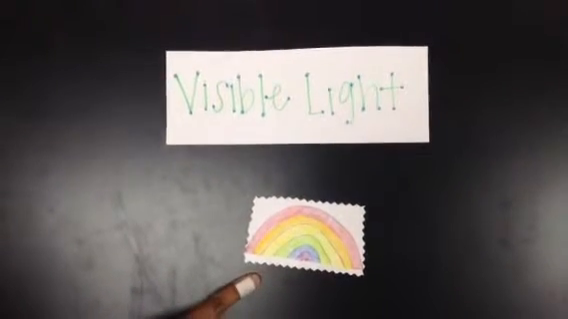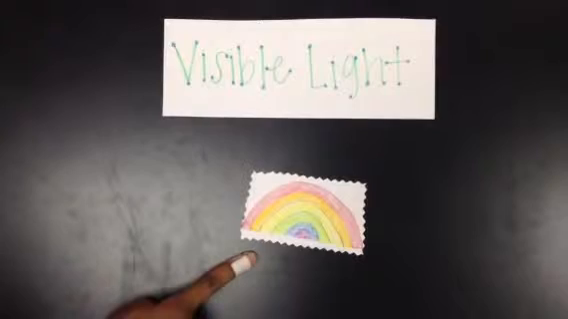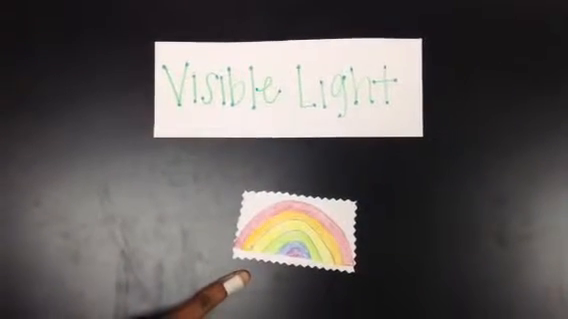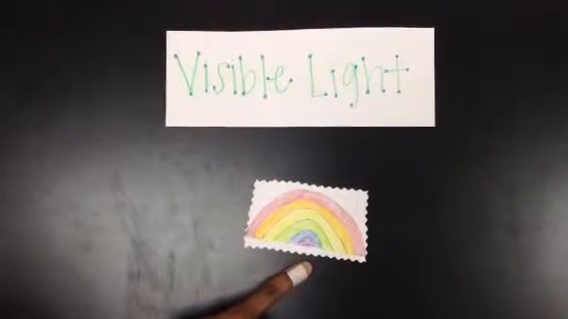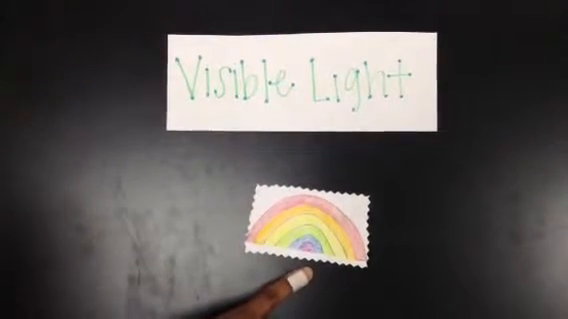Characteristics of visible light are speed, wavelength, and energy. Speed in a vacuum is 3 times 10 to the 8th. Wavelength ranges from red to violet, also known as Roy G. Biv. Energy for visible light: red has the longest wavelength, but the lowest frequency and energy, and violet has the shortest wavelength and the highest frequency and energy.